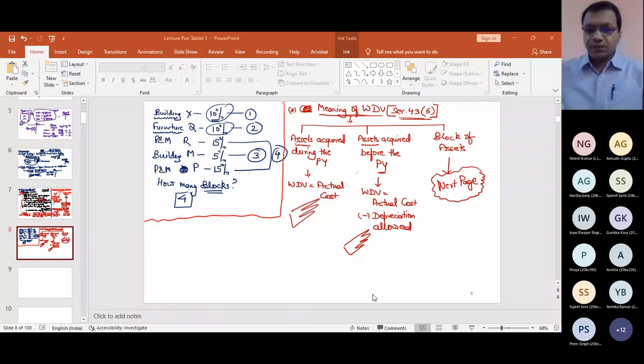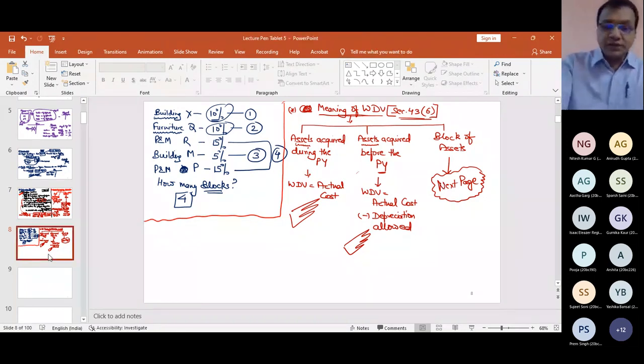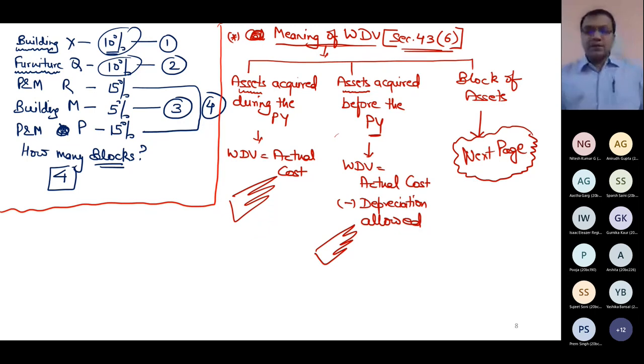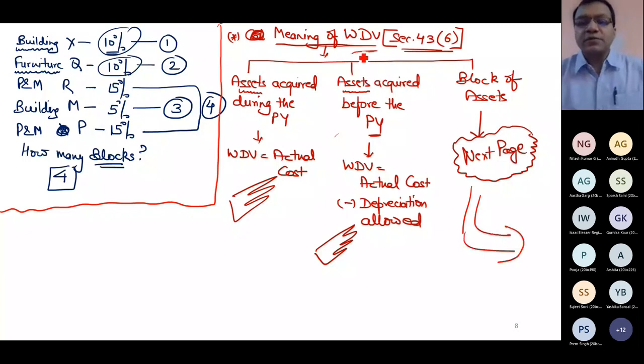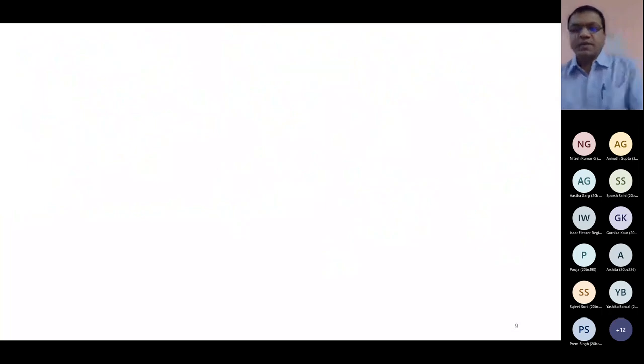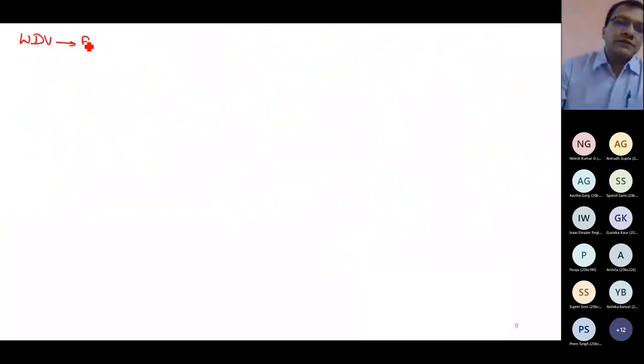Very good. So now let us discuss calculation of WDV in case of block of asset. This is what my discussion is, which is pending for the next page. So let us start it. Let us move it to the next page. So I am computing WDV for block of asset. So basically it is WDV to be computed in case of block of asset.